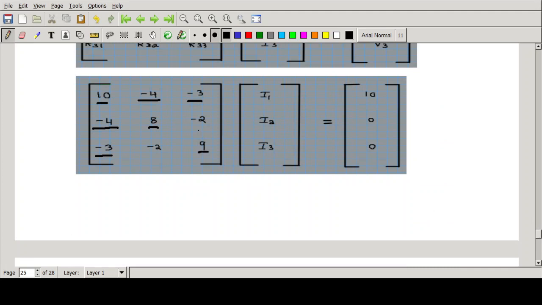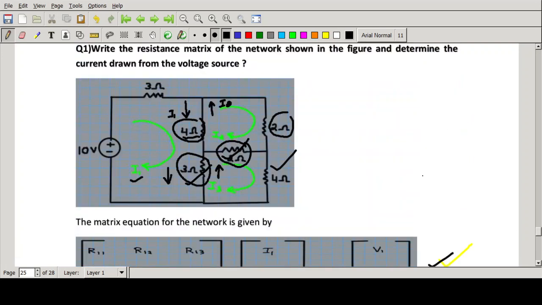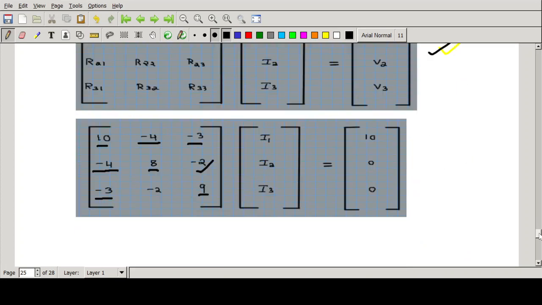Okay. So this is R23, the resistance through which currents I2 and I3 are flowing. So I2 and I3 are flowing through which resistance? You can see here 2 ohms. This one, 2 ohms. Okay, like that you can write the matrix terms. So you will get the resistance matrix. Okay, and then you have the current matrix. What about the voltage matrix?